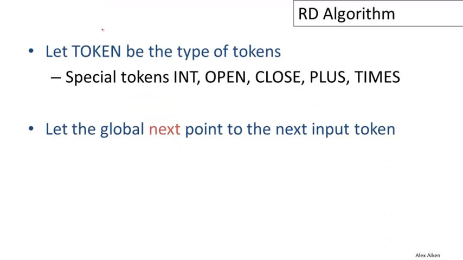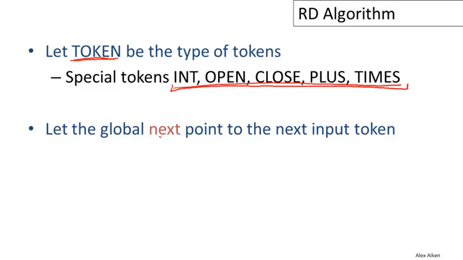Before I dive into the details of the recursive descent parsing algorithm, let me define a couple of small things that we're going to use throughout this video. Token is going to be a type, and we're going to be writing code, so token will be a type of all the tokens. The particular tokens that we'll use in the example are things like int, open paren, close paren, plus, and times. So token is a type, and these things are instances, values of that type.